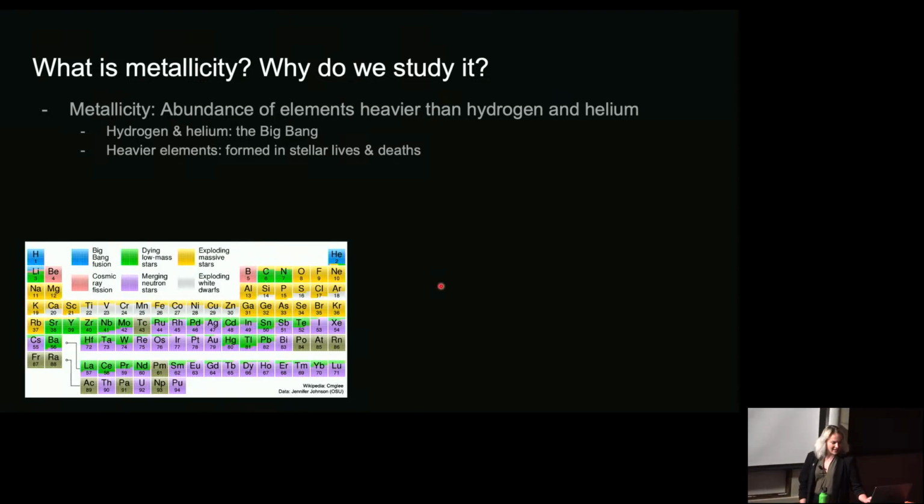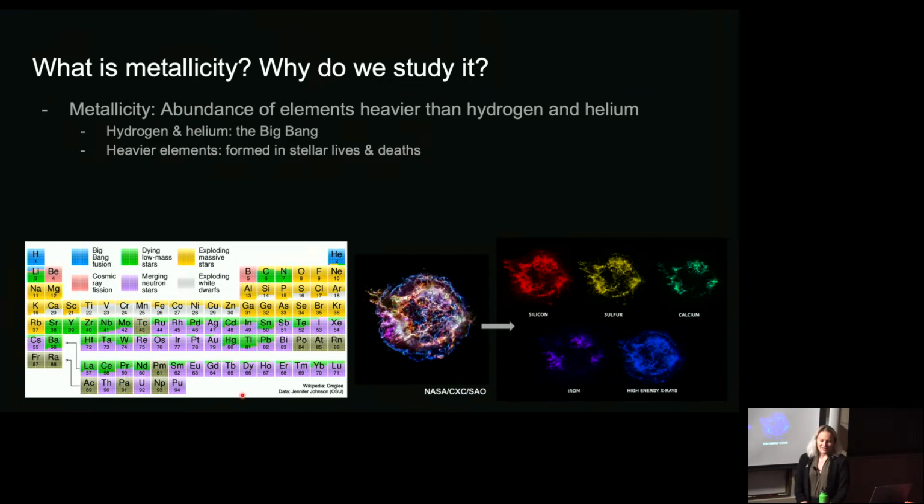So here is a diagram of the periodic table with the element sources. So you see here, we have the Big Bang fusion in blue with hydrogen and helium, and then all of these cool stellar processes that formed the rest of the periodic table. And here's another compelling example. This is the well-known Cassiopeia A supernova remnant. And on the right here, the Chandra team has colored the elements that the explosion created in different colors.